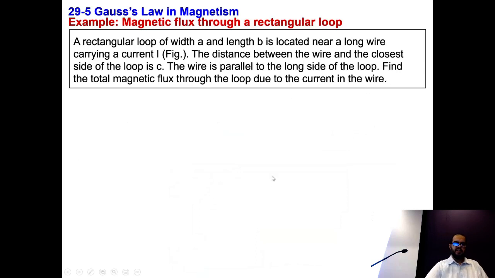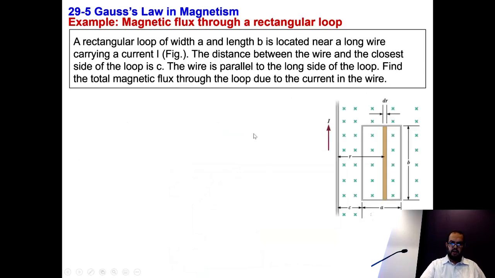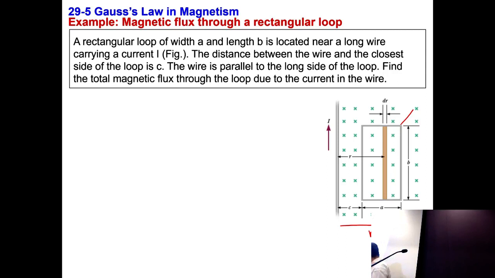Here is an interesting problem. We have a rectangular loop of width A and length B, located near a long wire carrying a current I. We have an equation for B at distance R: B is mu 0 I divided by 2 pi R. The magnetic field is stronger here and gets weaker as we go away, because it has 1 over R dependence.